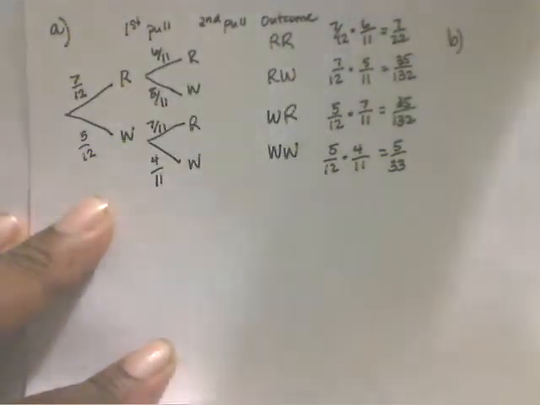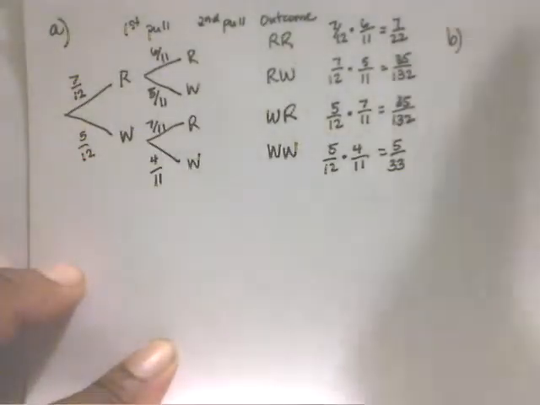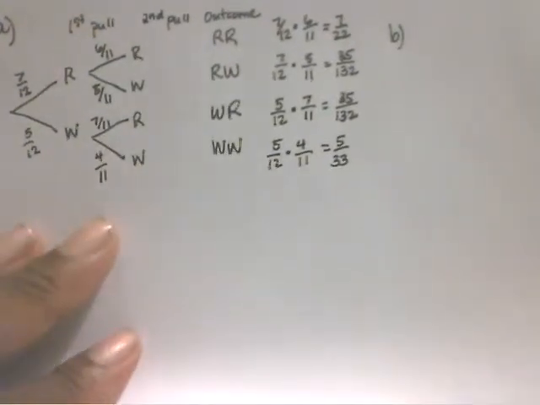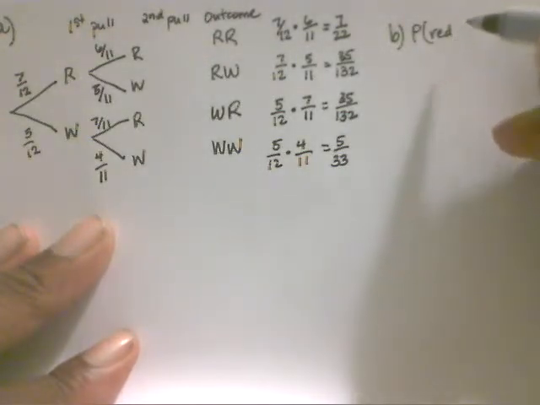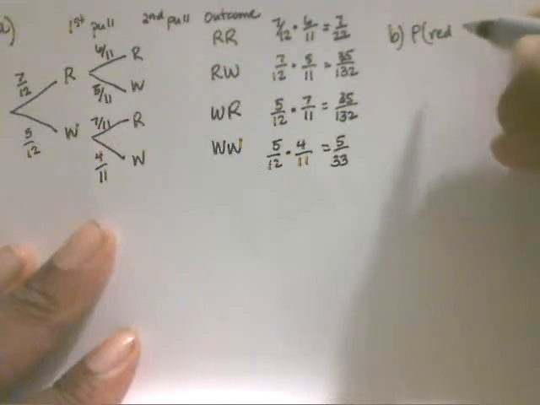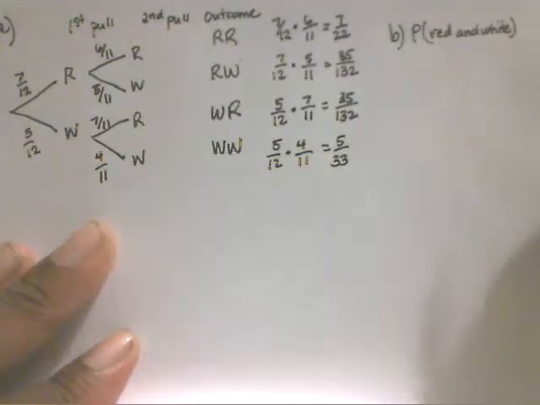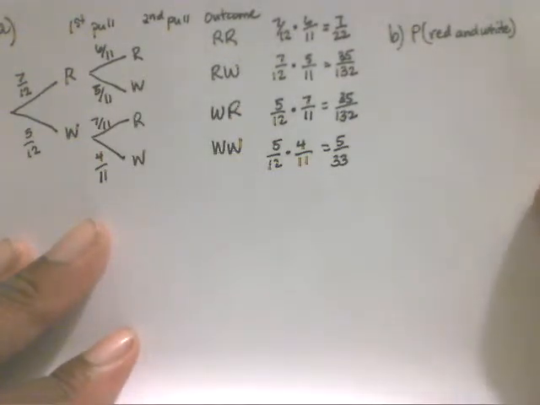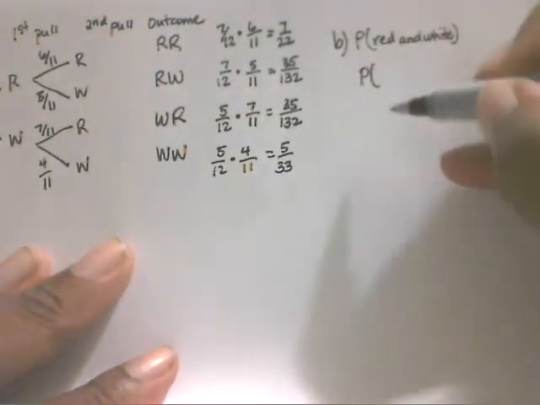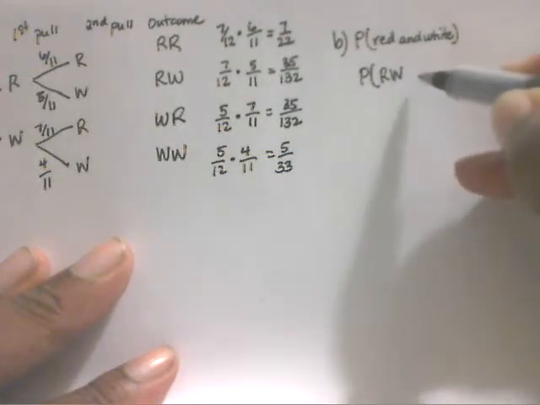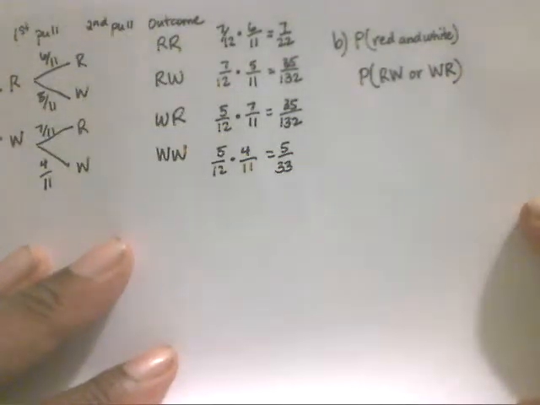Part B is this. They want the probability of selecting a red gumball and a white gumball. Okay, so now the probability of a red and a white means this. You want the probability of selecting red, white, or white, red. That's basically what that means.